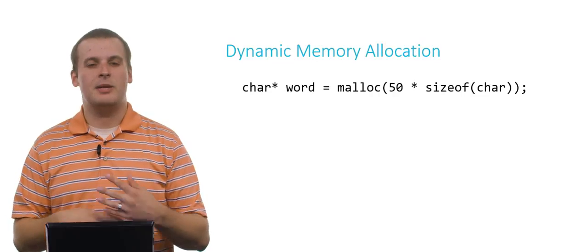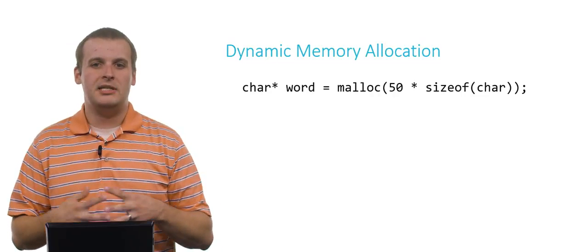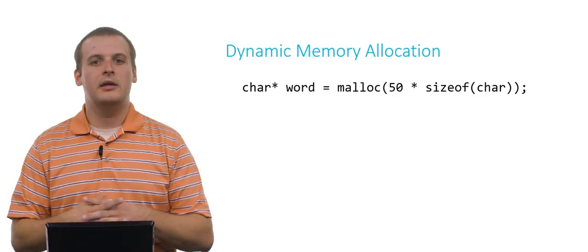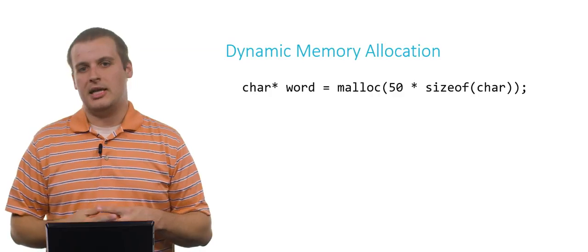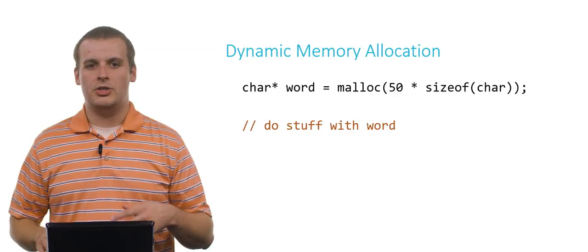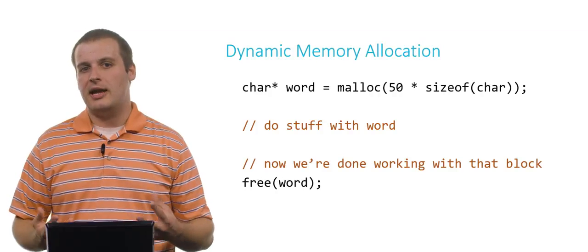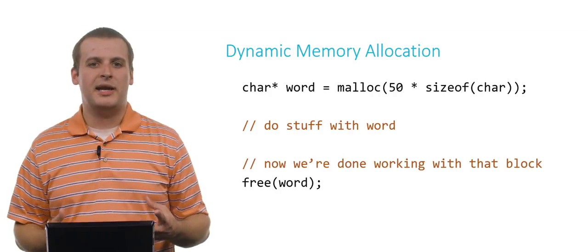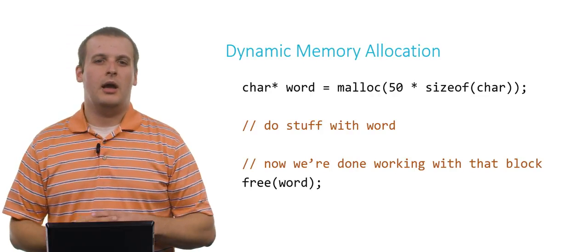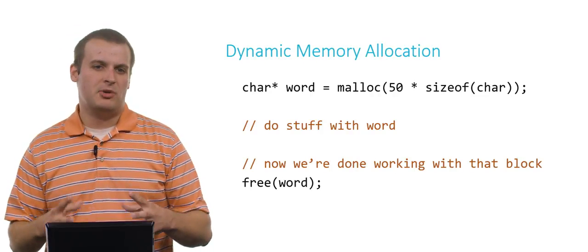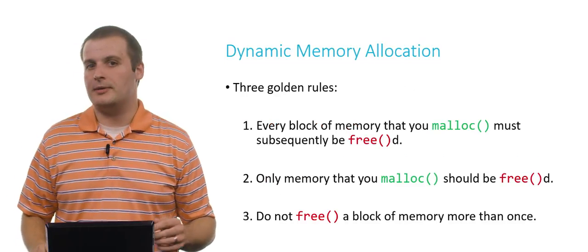So let's say we're in the middle of our program. We want to malloc an array capable of holding 50 characters. And when we get a pointer back to it, the pointer's name is word. We do whatever we're going to do with word, and then when we're done, we just free it. And now we have returned those 50 bytes of memory back to the system. Some other function can use them. We don't have to worry about suffering a memory leak because we have freed word. We've given the memory back because we're done working with it.